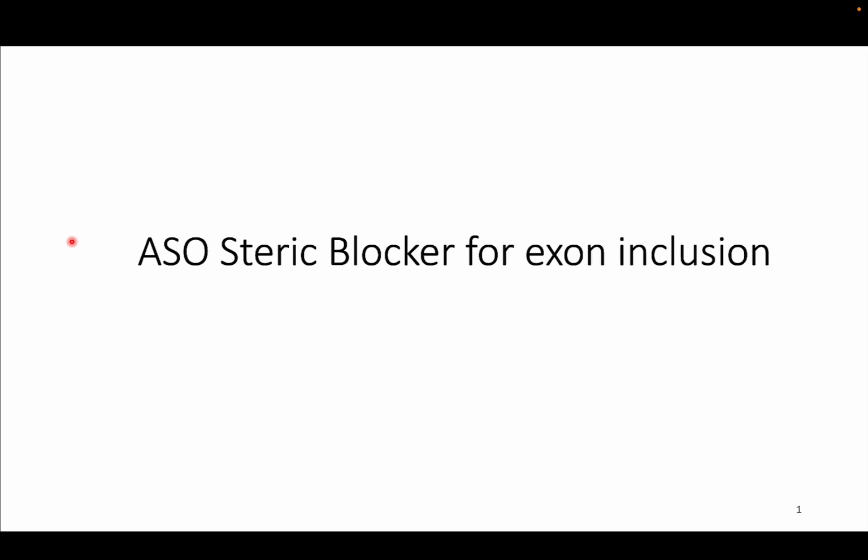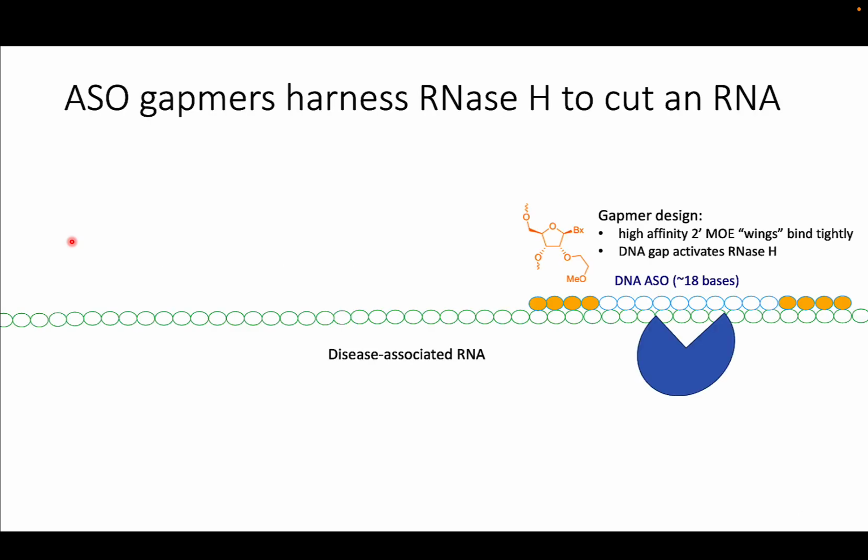ASO steric blockers for exon inclusion have a different design from ASO gapmers, but they use some of the same chemical modifications. So with gapmers, we have this high affinity methoxyethyl modified sugar on the ends, and then we have a DNA gap in the middle that recruits RNase H and allows it to cut this RNA, and that way we can get rid of disease-associated RNAs to treat some diseases.